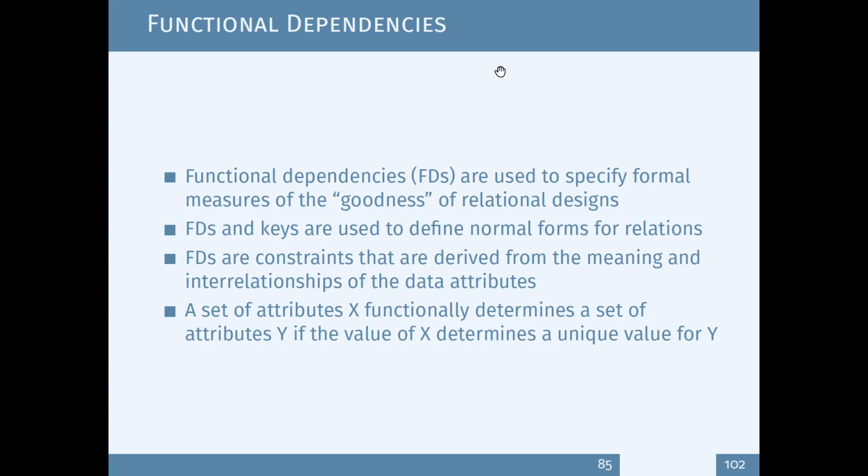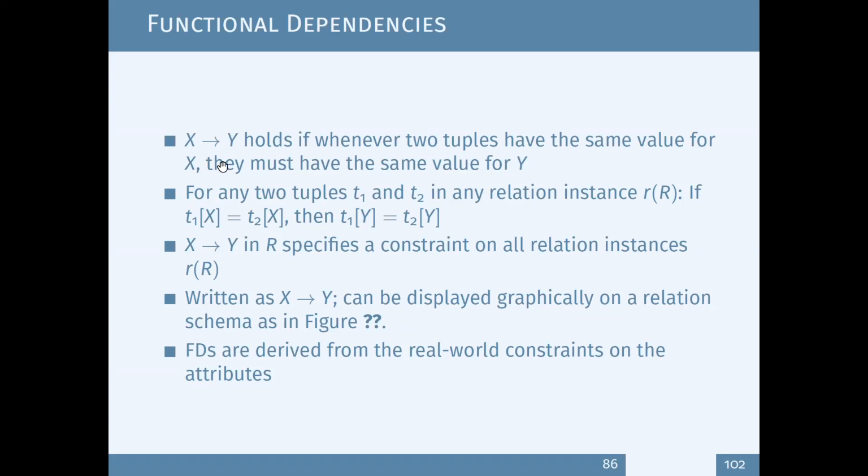Now, this idea we can mathematically represent by drawing an arrow. For example, we can have X arrow towards Y, which means that we can functionally determine the value of Y by using X. So what it means is that for any two records or tuples, for the same value of X, you will observe the same value of Y as well.